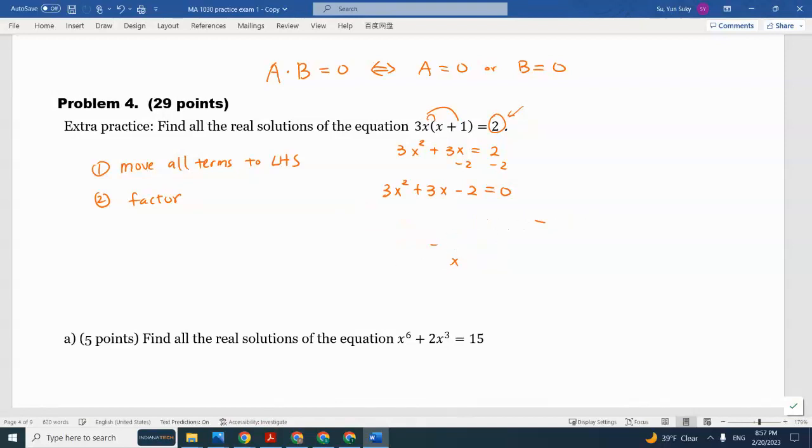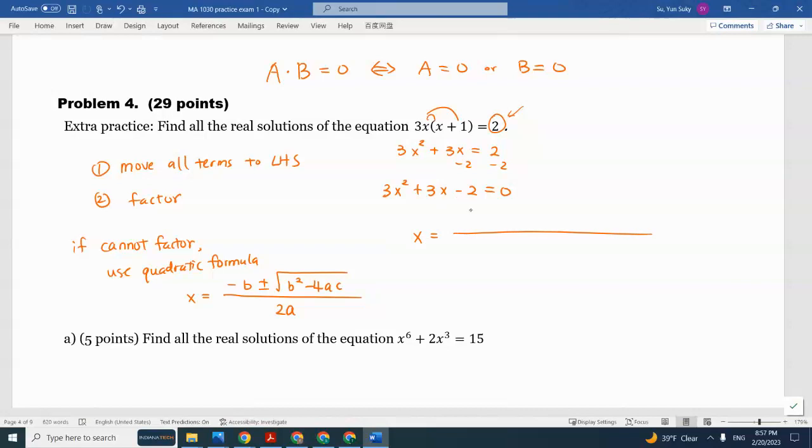In this case, if you are not able to factor, use the quadratic formula. Do you remember what that is? Negative b plus or minus the square root of b squared minus 4ac, over 2a. So I give you the formula. Make sure you are able to memorize all those formulas.